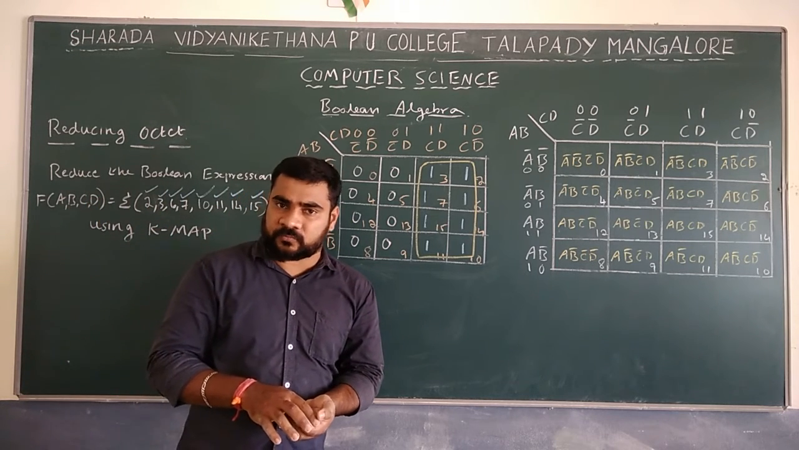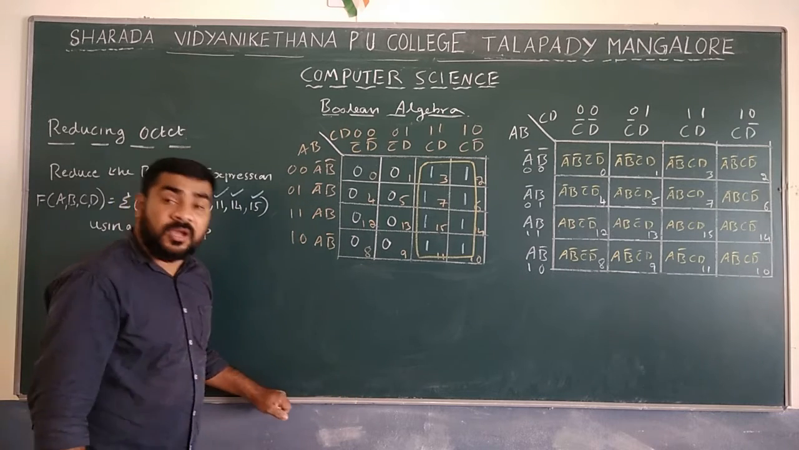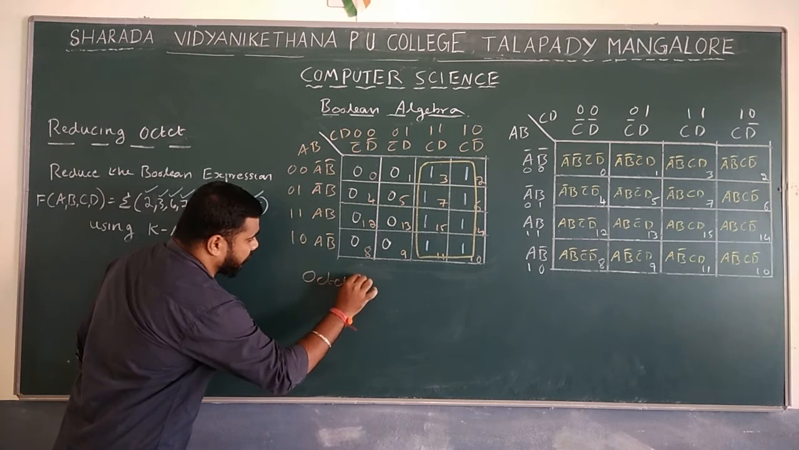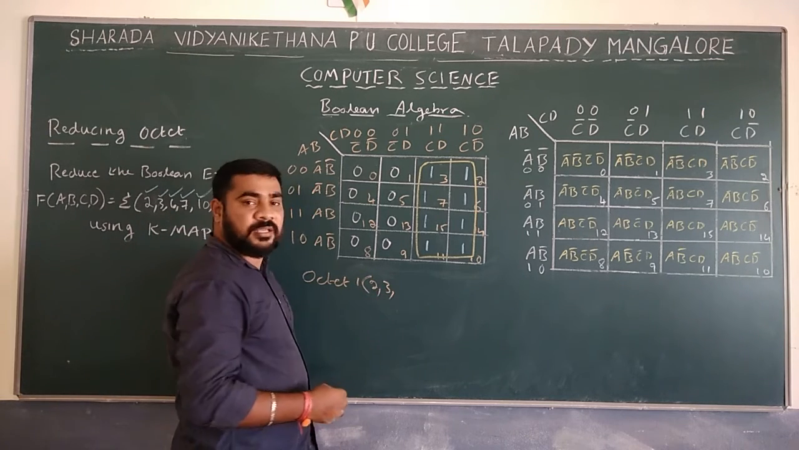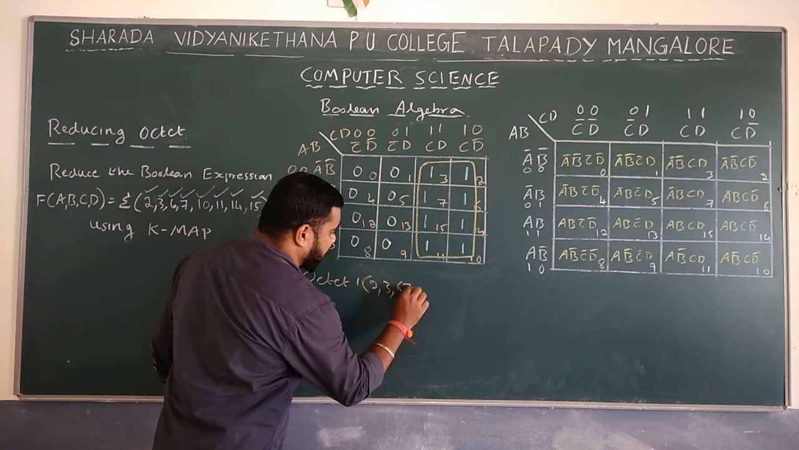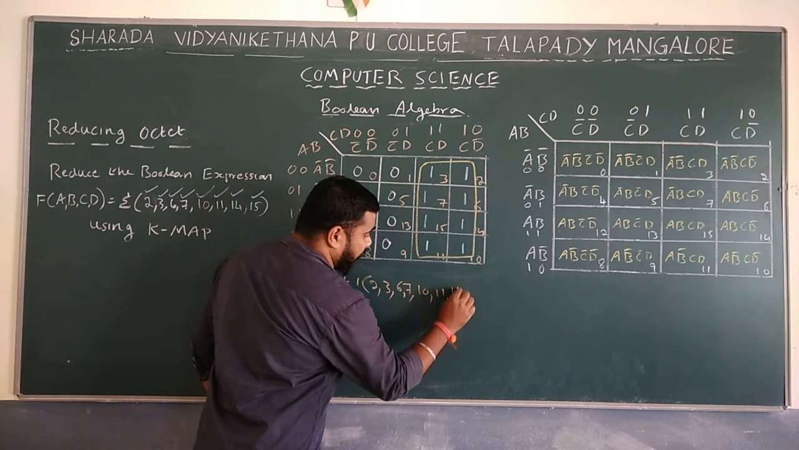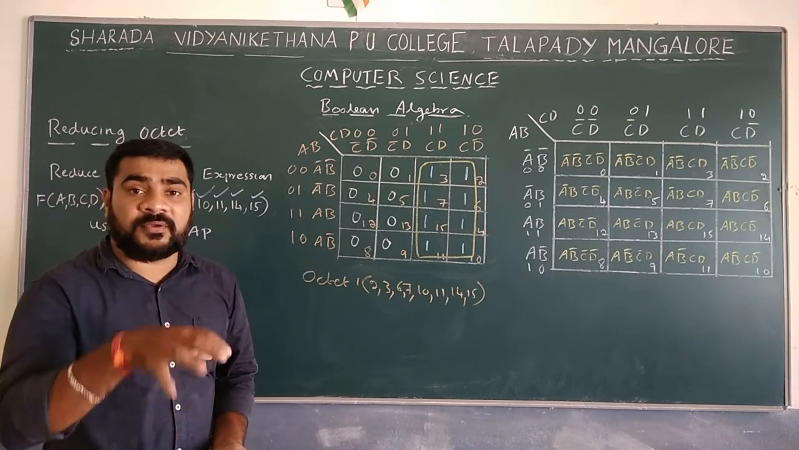After getting the group, next we have to write the reduced form. How can we reduce? Here the group has cells 2, 3, then 6, 7, next 10, 11, 14, 15. All cells are together. So how can we reduce?